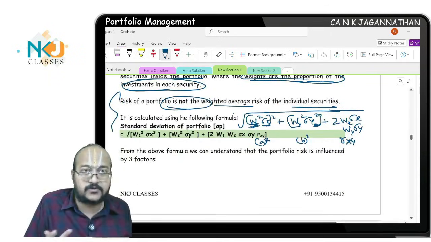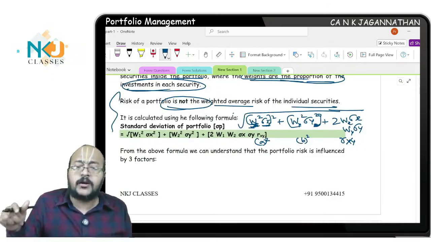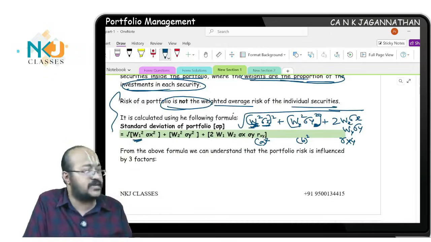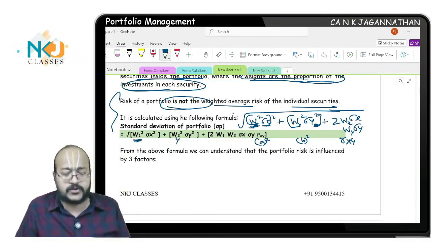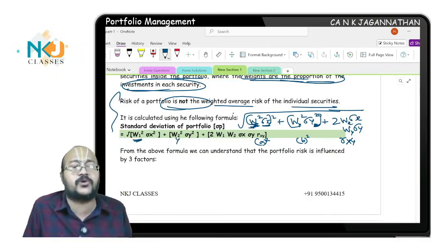So what is the formula? Please tell me. Square root of wx square sigma x square plus wy square sigma y square. The 1 and 2 is nothing but the proportion of x, that is only I call it as 1. w2 means ideally it is nothing but wy square. You can also say it is wy square, wx square. It need not be x or y now. That's why I put w1, w2.